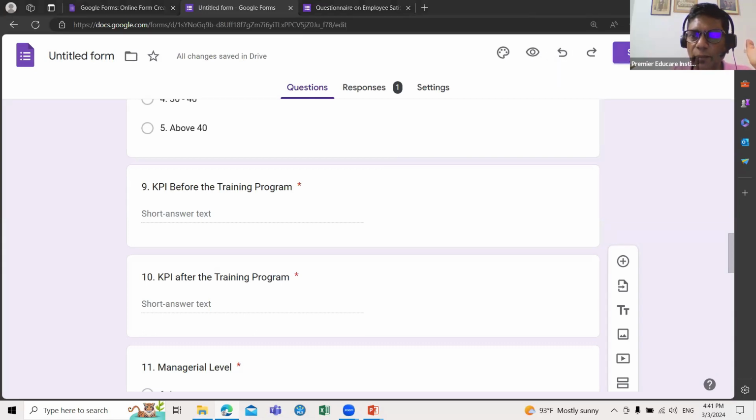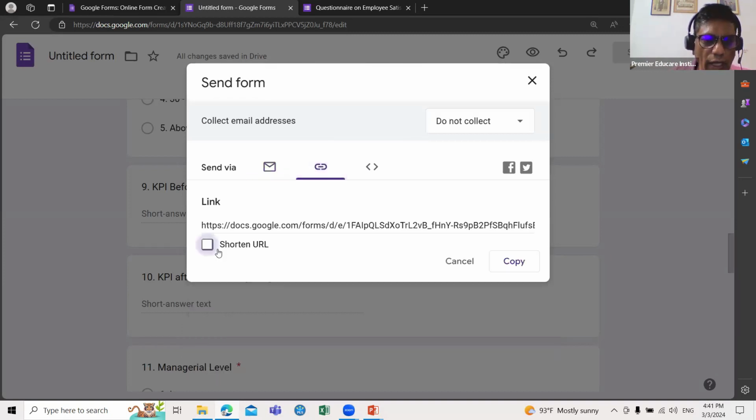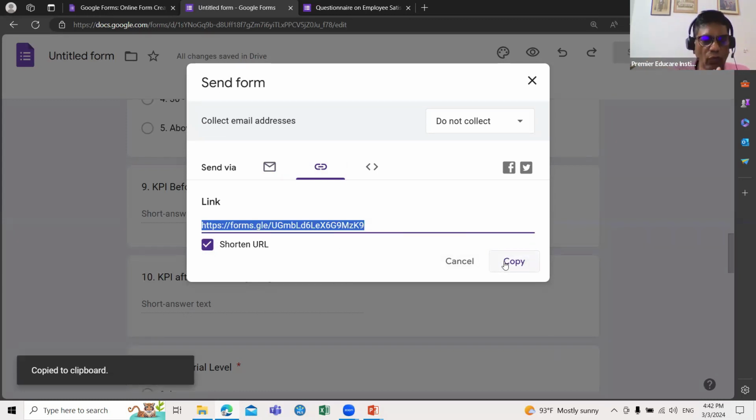and go here, send. Come here, send this button, right? Send via email. Normally now everybody is sending through WhatsApp, right? So click here, this one, and shorten URL, click this button, and you will get this Google Form address. So simply copy this one, click copy, and now it is in your clipboard. Now go to your WhatsApp and just click it and send it to your friends, whoever you want. So this is how normally you are preparing your Google Form based questionnaire.